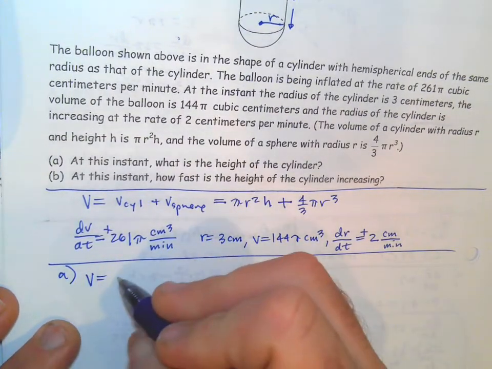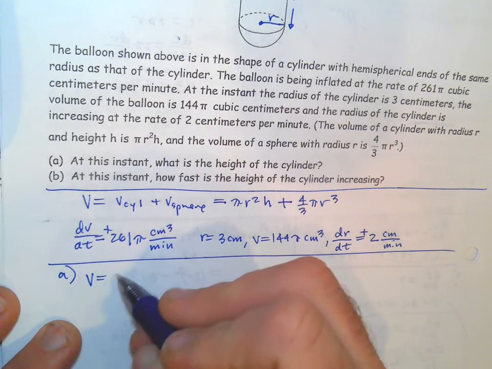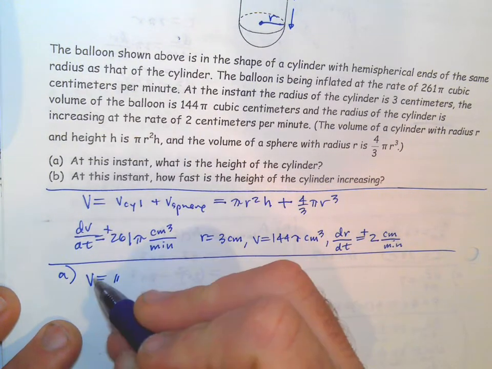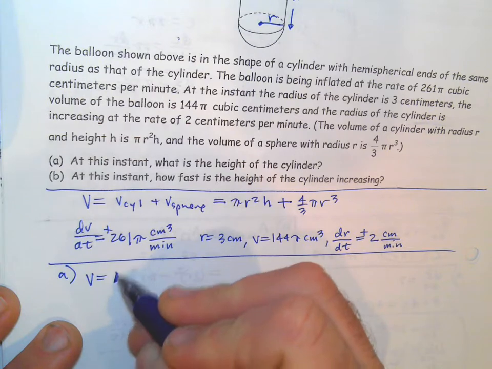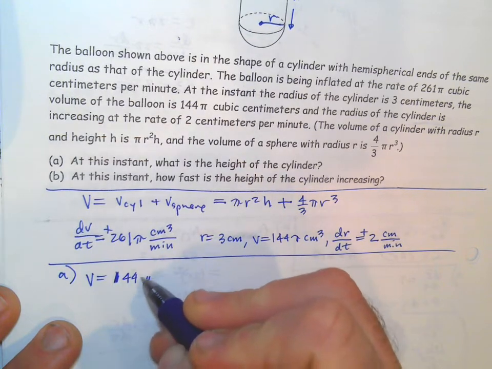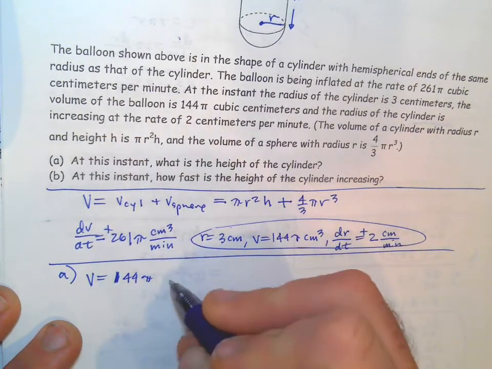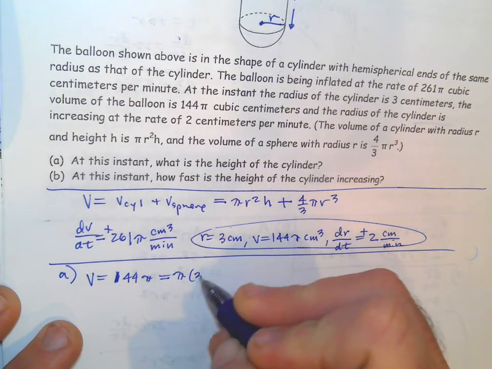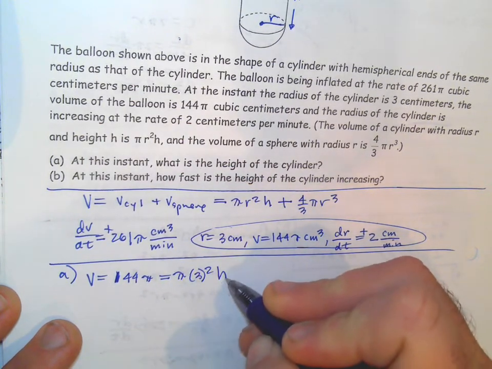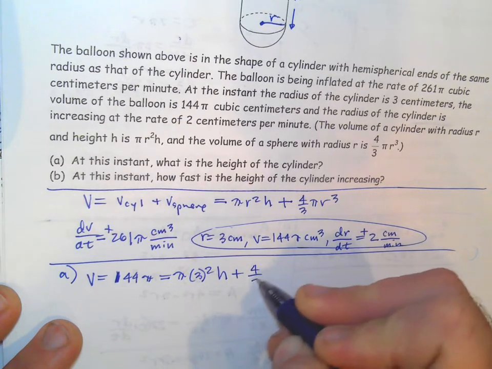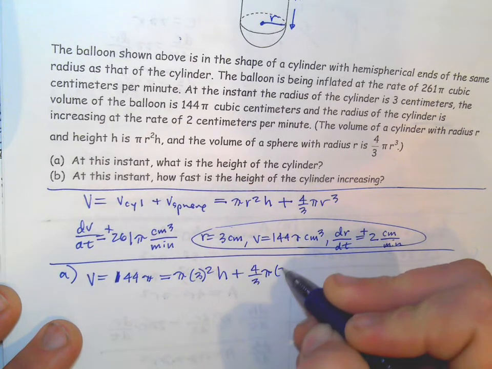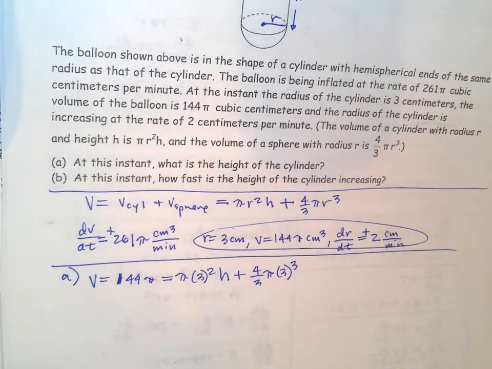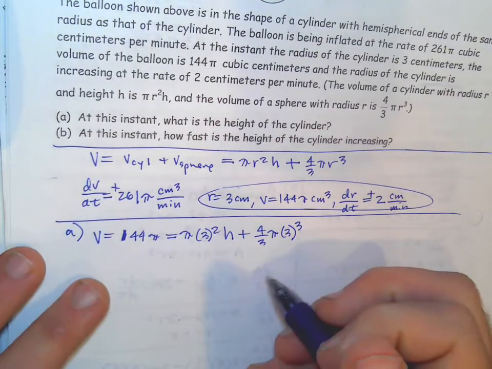Volume equals, well, we have the volume is 144 pi at this instance. That equals pi, the radius is 3 squared, times H, which is the thing we're looking for, plus 4/3 pi, the radius is 3 cubed. So we just need to solve for H. A little bit of geometry, algebra.